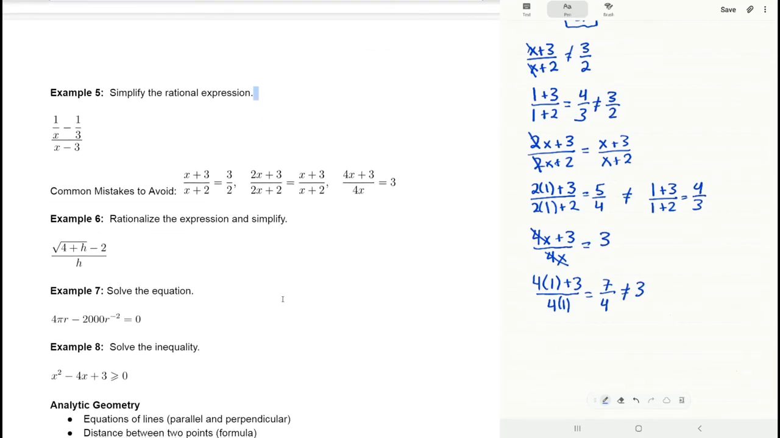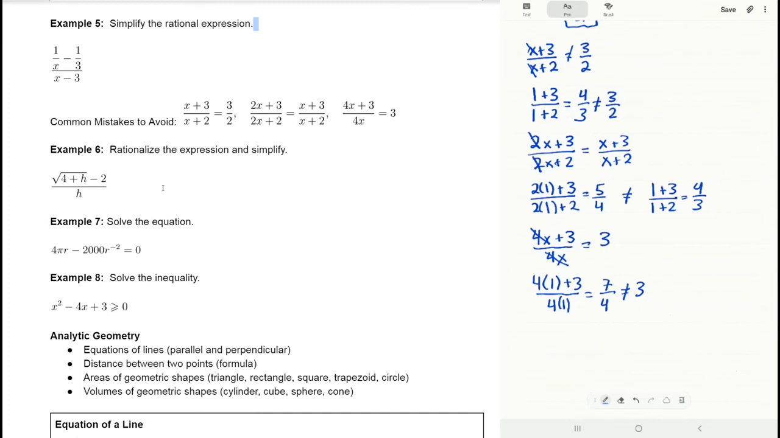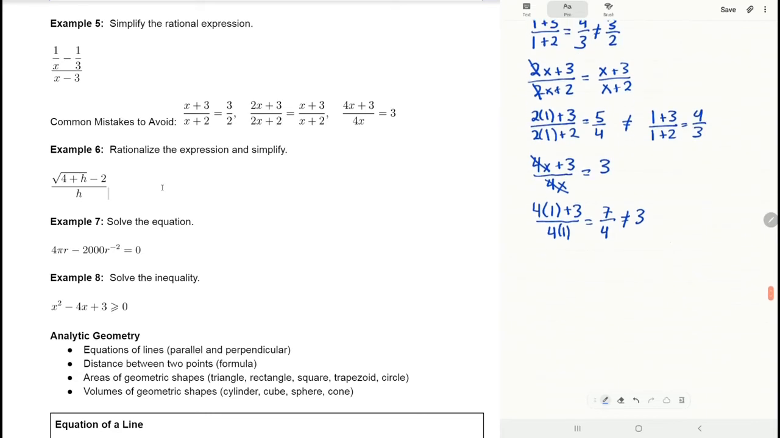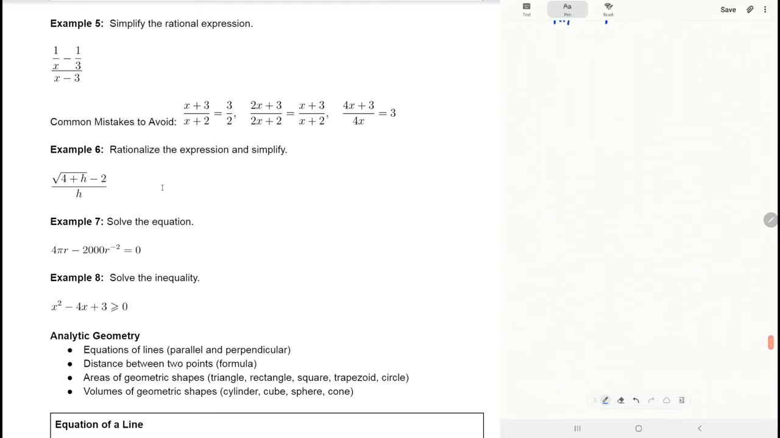Okay, so the next example, we'll look at rationalizing the expression. So here we have the square root of 4 plus h minus 2 divided by h. And we want to rationalize the expression. In particular, we want to rationalize the numerator. So what we want to do is get rid of any square roots in the numerator.